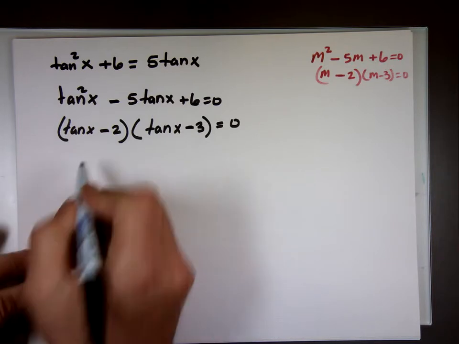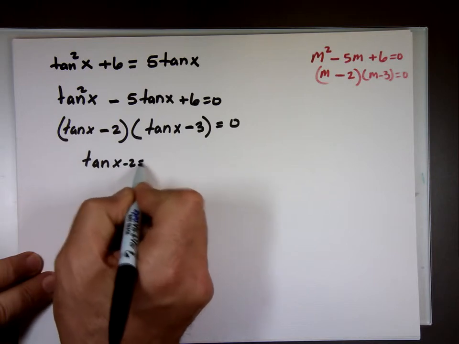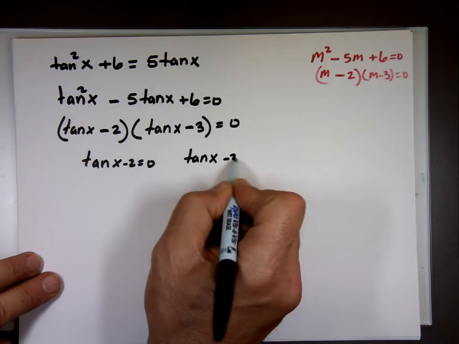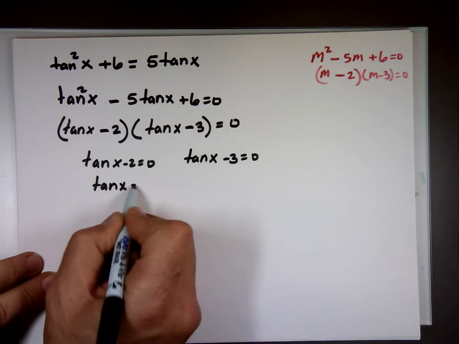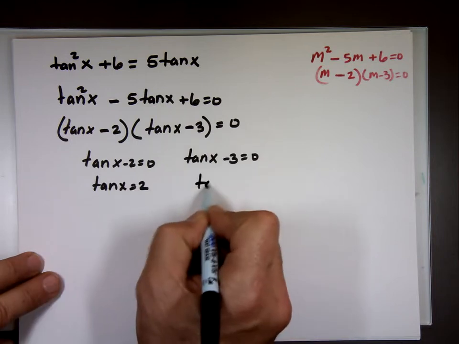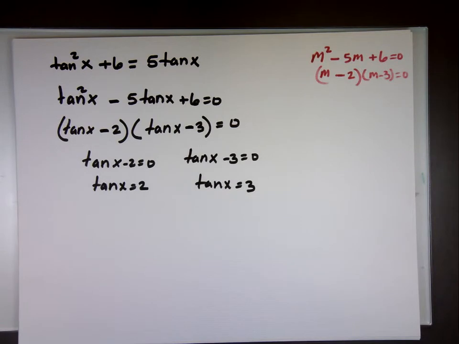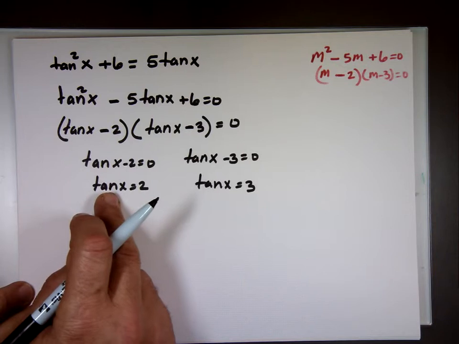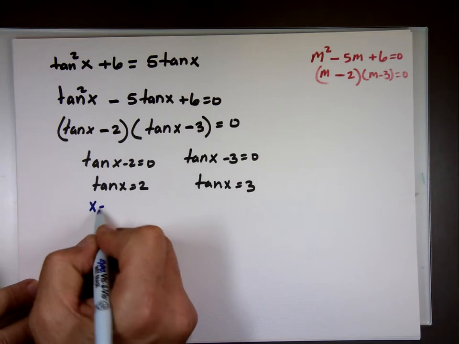Set each one equal to 0 and solve it. That means tangent x equals 2. Tangent x equals 3. And let's find the answer to that. How do you find that? Let's solve this one for now, the one on the left. X will have to be what? The inverse tangent of 2.